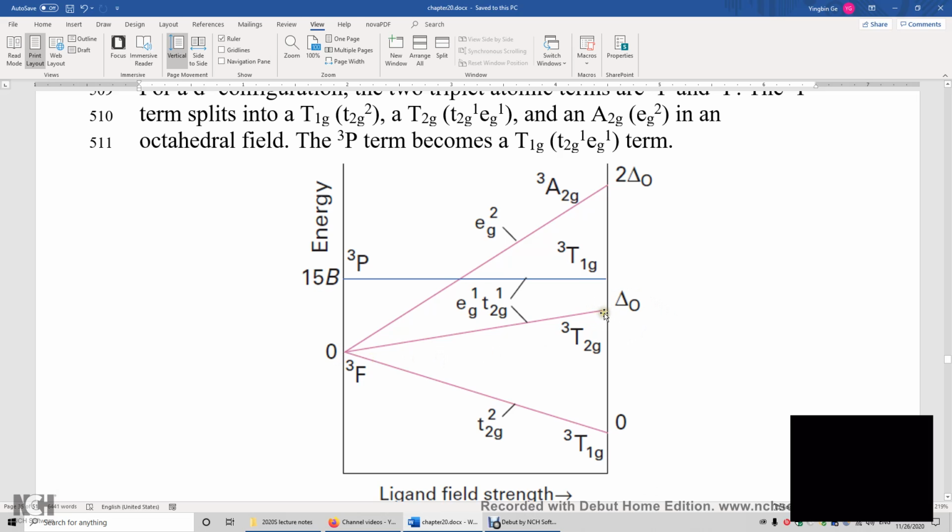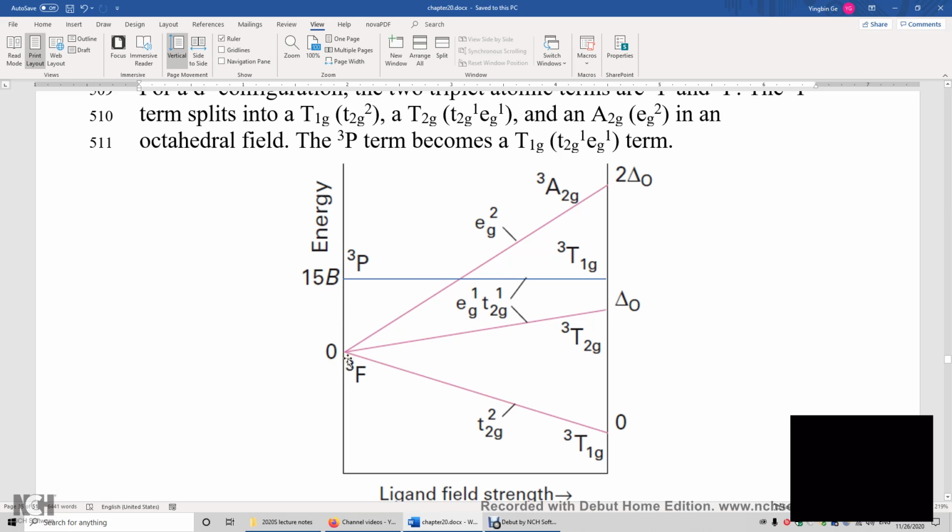And over here, at this energy level, you have positive 0.6, negative 0.4. So together, you have positive 0.2 delta O above this point. And now finally here, Eg2, 2 electrons in the Eg orbitals. So you have 0.6 delta O times 2. So this is 1.2 delta O above here. Again, 0.8 delta O below this, 0.2 delta O above this, 1.2 delta O above this.